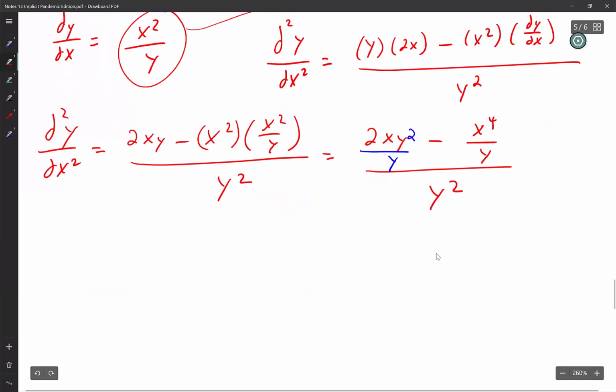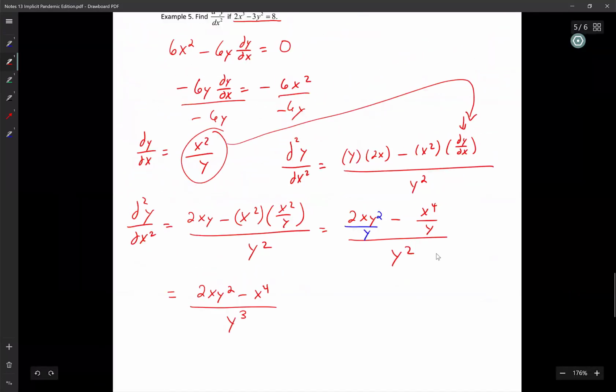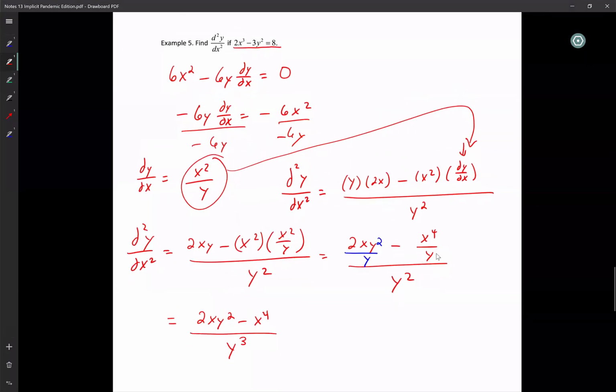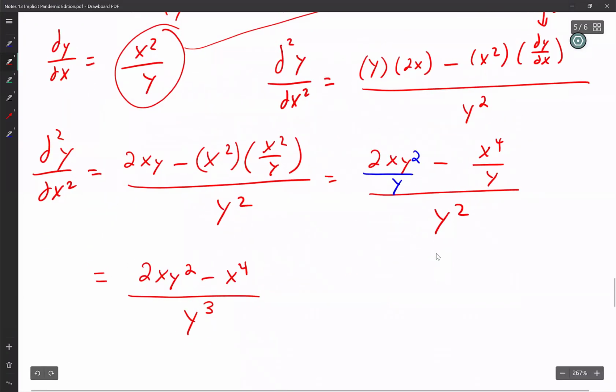So now, here's what I can do. Because I multiplied by y over y. So now, here's what you can do. You're going to have 2xy squared minus x to the fourth. Keep change flip. Y times y squared is y cubed. That's it. That's my second derivative. That's all they wanted.